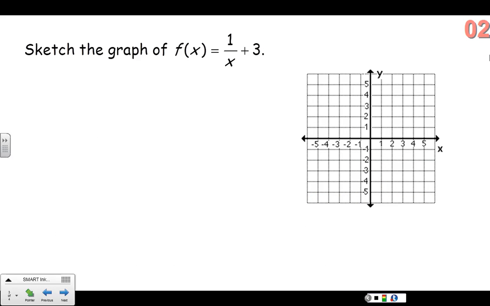So if we know our translations with functions, what would happen if I were asked to sketch the graph of 1 over x plus 3? Well, we know that adding 3 to a function just shifts everything up 3. So my normal function, we know the 1 over x function looks like so.